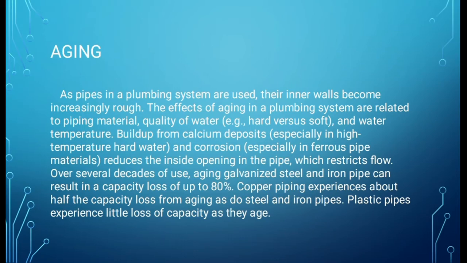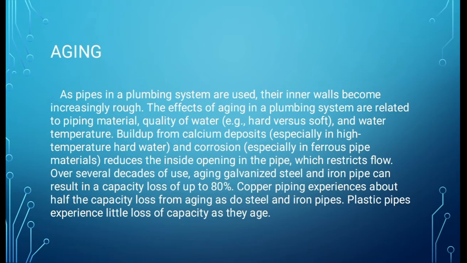Over several decades of use, aging galvanized steel and iron pipe can result in a capacity loss of up to 80%. Copper piping experiences about half the capacity loss from aging as do steel and iron pipes. Plastic pipes experience little loss of capacity as they age.